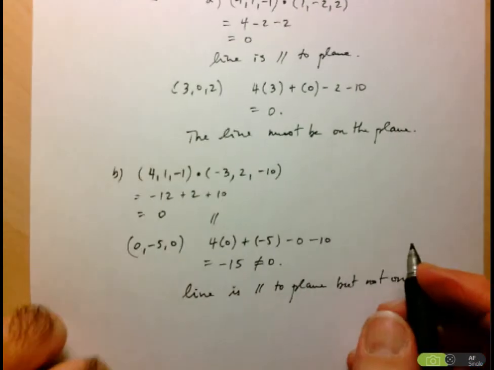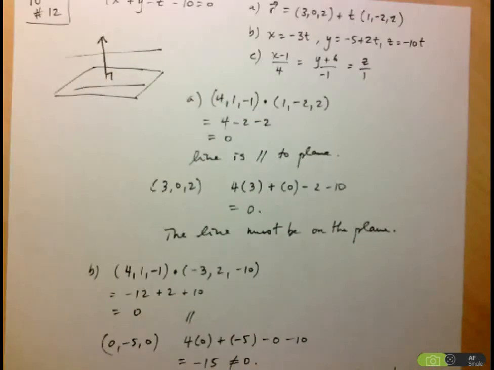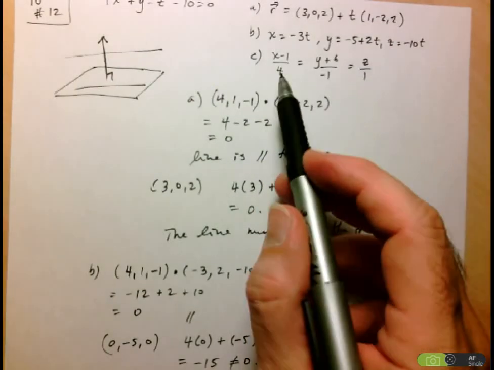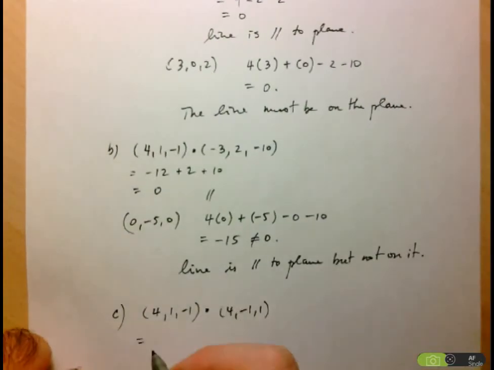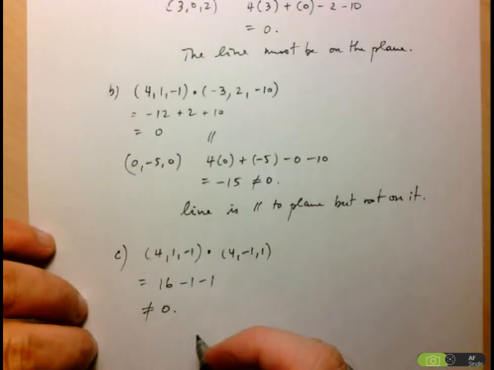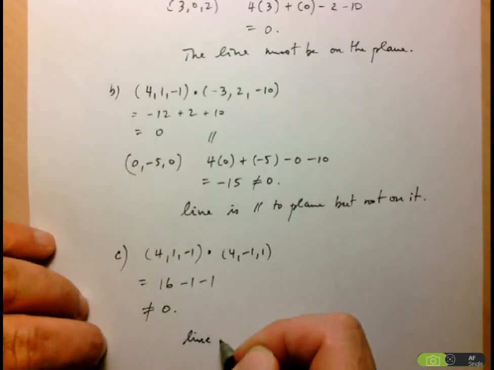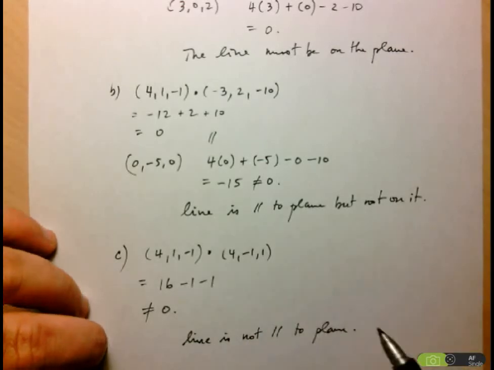Okay, now let's check the last one, C. Okay, so again, we'll take the normal vector to the plane and dot it with the direction vector for this line here, which would be 4, negative 1, 1. So dot that with 4, negative 1, 1. And this is not looking too good here, because here we got 16 minus 1 minus 1, and that's clearly not equal to 0. Okay, so here the line is not parallel to the plane. And we don't even have to go any further, because if it's not parallel to the plane, there's no way that the line can actually be on the plane. Okay, so that's the solution to this problem here.